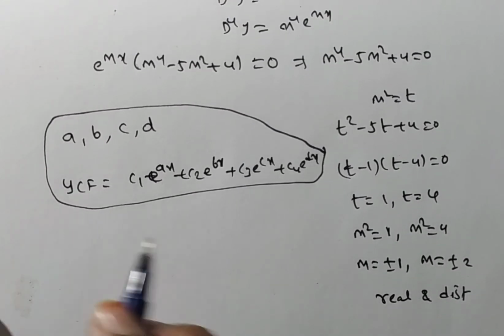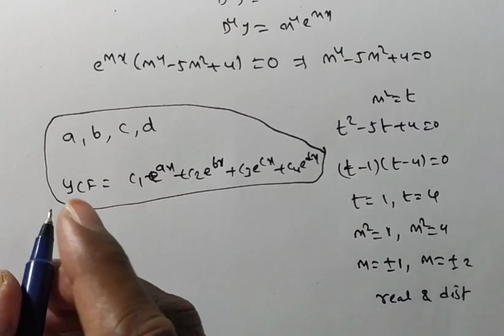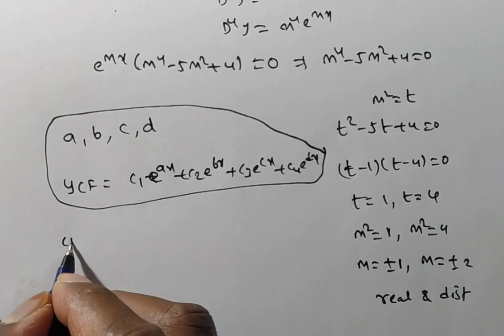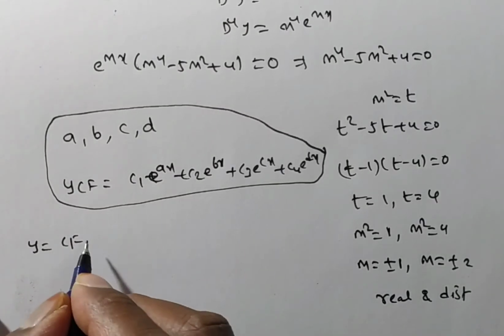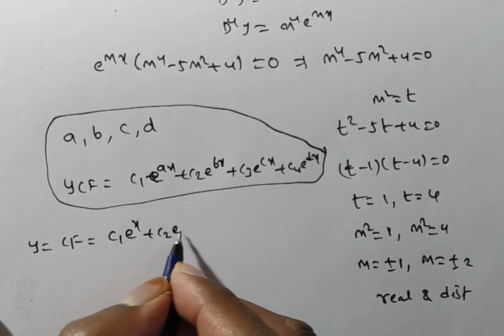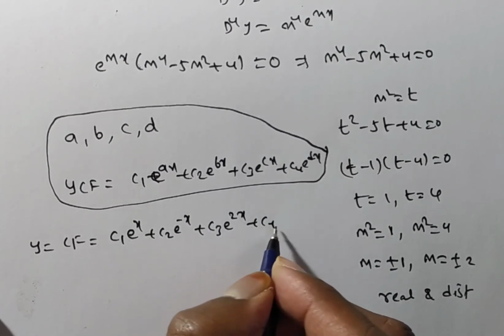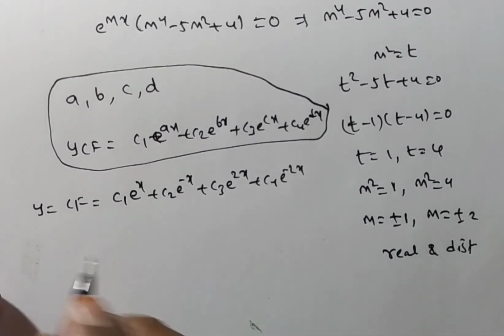In this case, what is a? Plus 1. What is b? Minus 1. What is c? Plus 2. What is d? Minus 2. Then the complementary function is y_CF = c1 e^x + c2 e^(−x) + c3 e^(2x) + c4 e^(−2x).